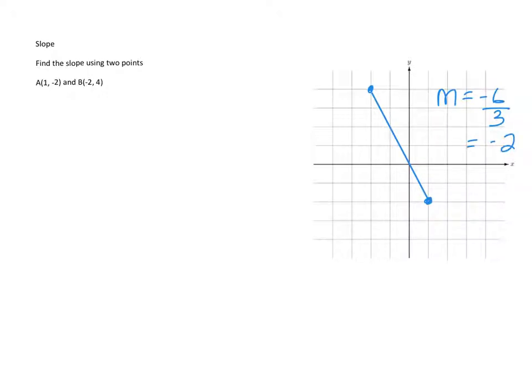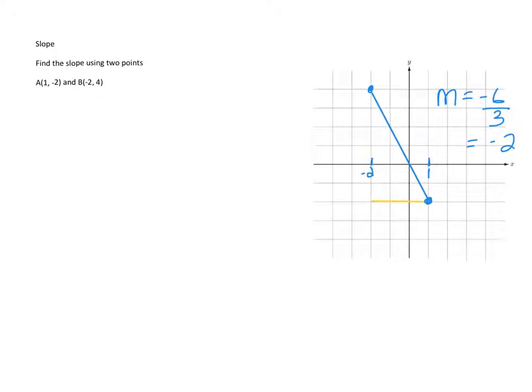Now the hope is that we don't have to go and do this with a graph each time. So if we take a look, this spot right here was 1, and this x value here was -2. We can see that we got our run from the difference in those two x values. So on the graph, here's my run. And I can get that 3 units right here by going 1 minus -2, which would give me my 3.